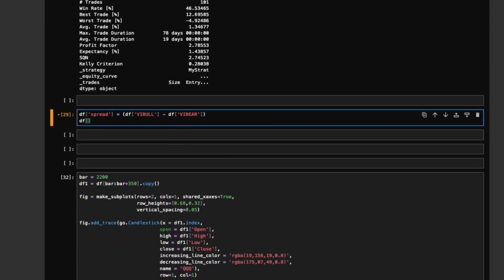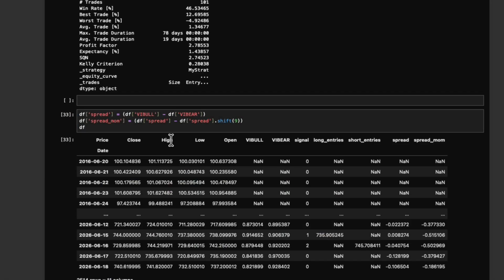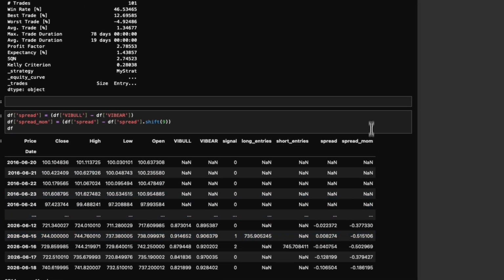So let's create another column in our indicator. I'm going to call it spread mom, no jokes. That would be equal to our spread today minus the spread 9 days ago. So I'm going to calculate the 9-day momentum, so that would be shift and then 9 in there. Let me just run that and make sure I haven't made a mistake. Okay, yeah, we've got some nice values in here.